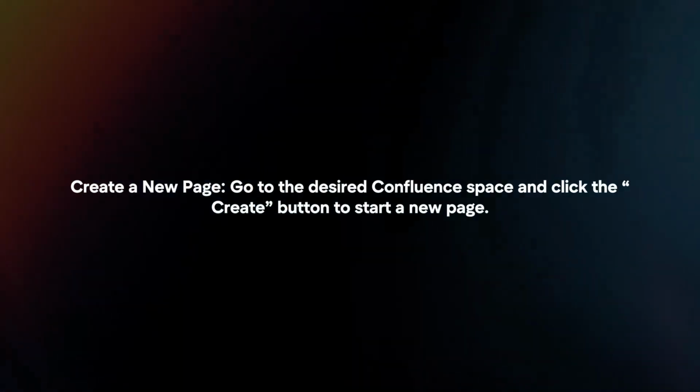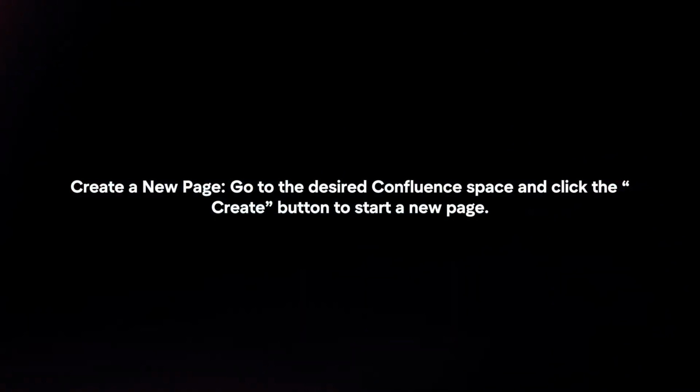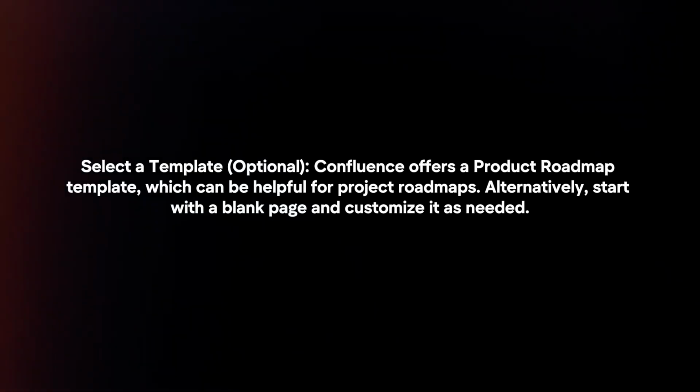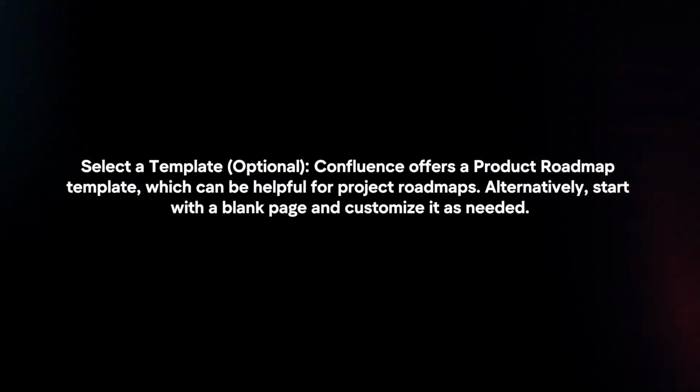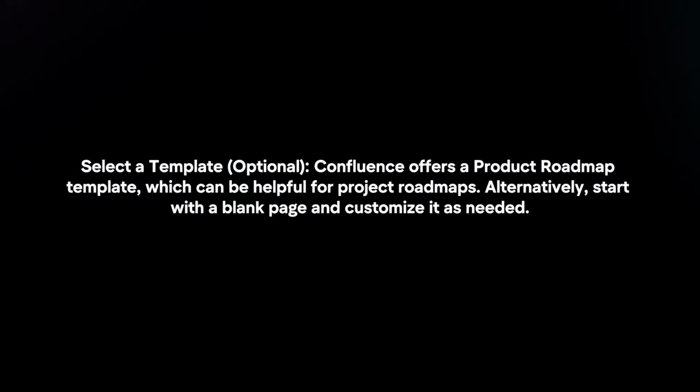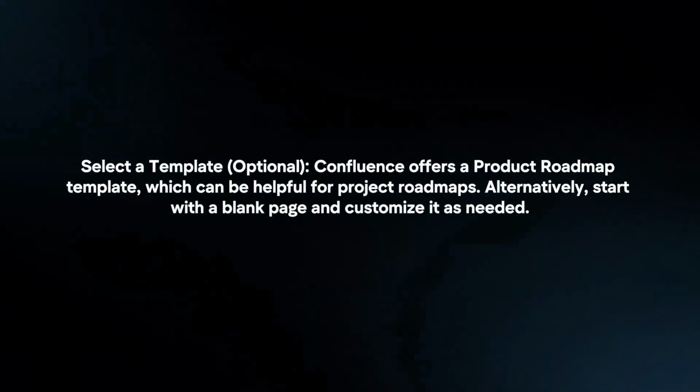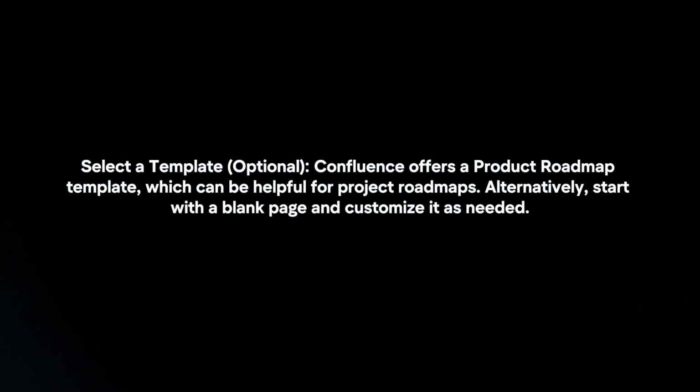Create a new page. Go to the desired Confluence space and click the Create button to start a new page. Select a template. Confluence offers a product roadmap template, which can be helpful for project roadmaps. Alternatively, start with a blank page and customize it as needed.